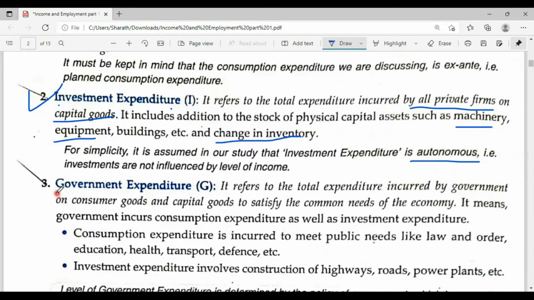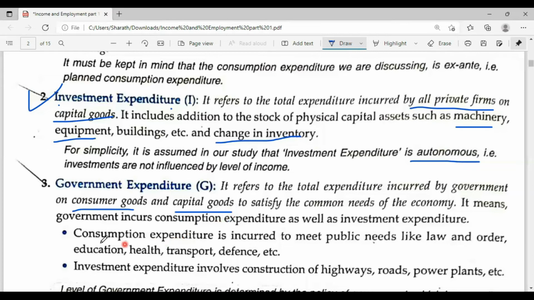Let's go to the third component, that is government expenditure. Government expenditure is the expenditure incurred by the government on the purchase of consumer goods as well as capital goods. Why do they spend on consumer goods and capital goods? For the welfare of the economy, to meet the common needs of the economy. These kinds of expenditures will be treated as government expenditure. This element is also an ex ante concept.